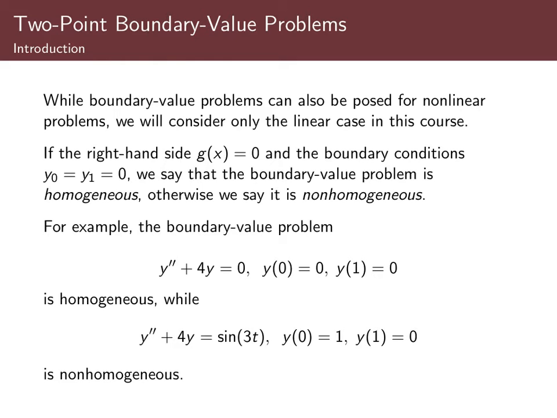A little bit of terminology here. The right-hand side, g, if that g is 0 and the boundary conditions are also 0, we say that the boundary value problem is homogeneous. Otherwise, we say it's non-homogeneous. For example, y double prime plus 4y equals 0, with y at 0 being 0 and y at 1 also being 0, is homogeneous. But if the right-hand side is sine of 3t and say y of 0 is 1, then we have a non-homogeneous problem on our hands.